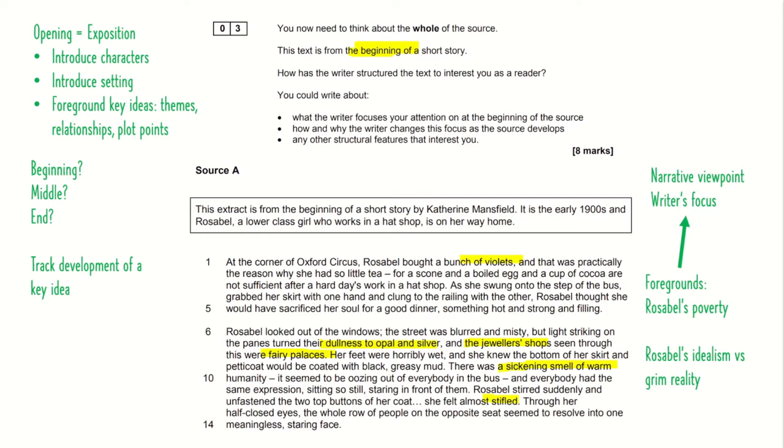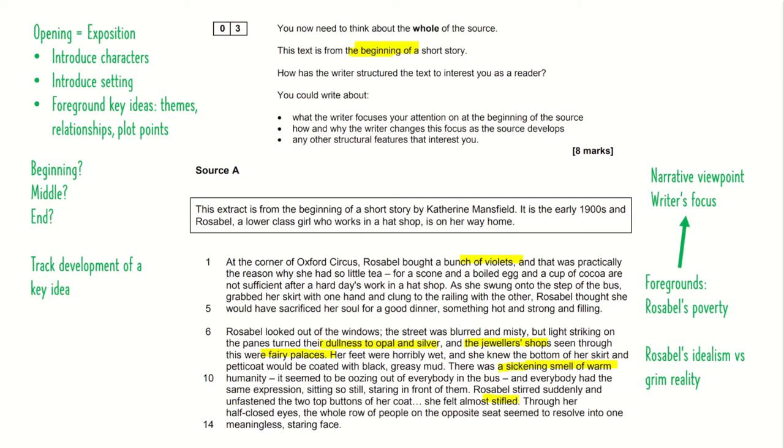Again, check my video for more details, but that basically means that the narrative viewpoint is focused on Rosabelle. Even though it's third person, it's Rosabelle's thoughts, Rosabelle's feelings, Rosabelle's viewpoint, if you will. That means that the negative perception of the people on the bus isn't our third person narrator's. That's Rosabelle's negative perception. And the positive perception of the jeweler shops is Rosabelle's positive perception. And therefore, the internal narrative viewpoint is what conveys Rosabelle's idealism, but also how that doesn't fit with her much more grim reality as well.